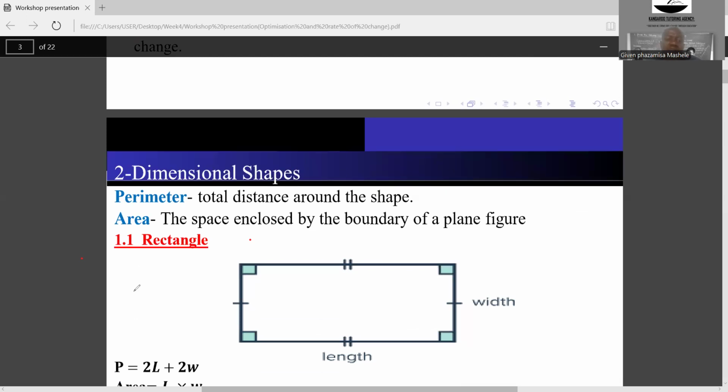All right, under two-dimensional shapes, one must familiarize himself or herself with the perimeter and the area. And what do you mean by the perimeter? Perimeter is the total distance around the shape. The total distance around the shape is called the perimeter.